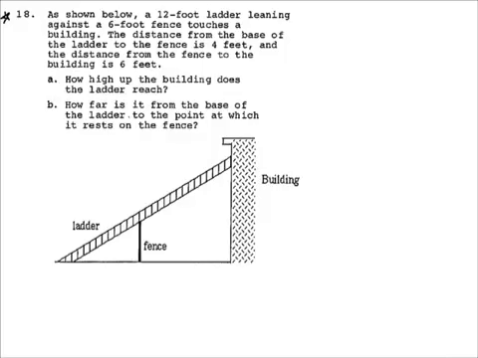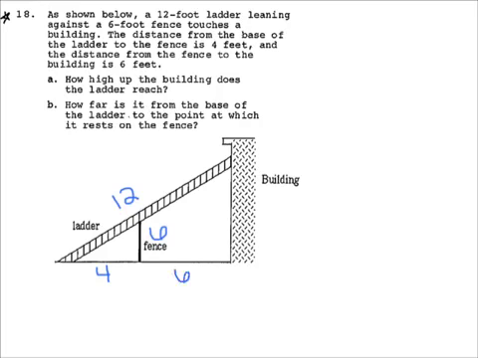Okay, here's problem number 18 from that second review packet that was attached to your packet tonight. It gives you a picture of a ladder leaning against a building, but it's also braced on top of a fence. Let's get our numbers on here. A 12-foot ladder, so the ladder itself is 12 feet, is leaning against a 6-foot fence, so the fence is 6 feet. The distance from the base of the ladder to the fence is 4 feet, so this distance is 4. And then from the fence to the building is 6 feet.